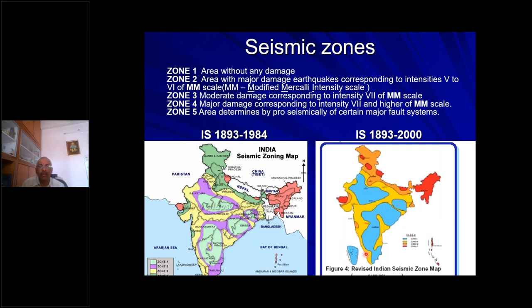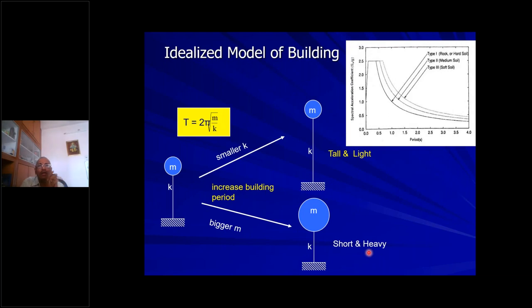Because of this, before 2000 we had at least some safe zones from the point of view of earthquake. But after 2000, there is no place in India which is considered to be safe from earthquake. That means you have to consider minimum earthquake forces in the design of structures as per the code of practice. So like this, zone 1 to zone 5 is there, but at present it's from zone 2 to zone 5.